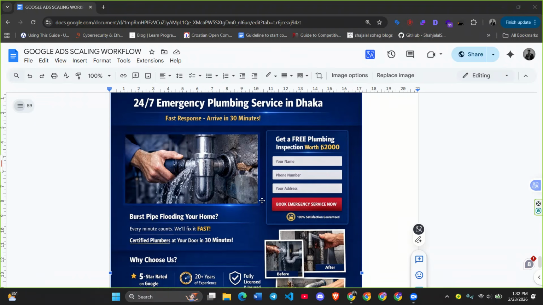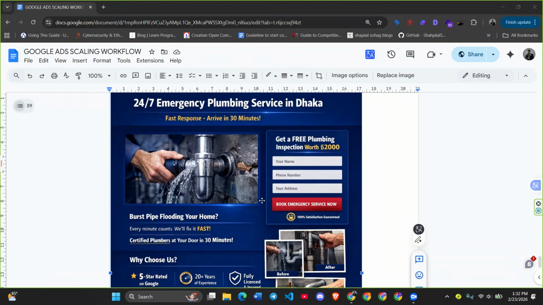Now, what is the psychology of high-converting pages? Every winning landing page aligns four critical elements, just four. The first one is intent match: the user gets exactly what they searched. The second is message match: your headline mirrors the ad. The third is trust building: you reduce perceived risk. The fourth is friction removal: you make conversion easy. If even one of these breaks, conversion drops.